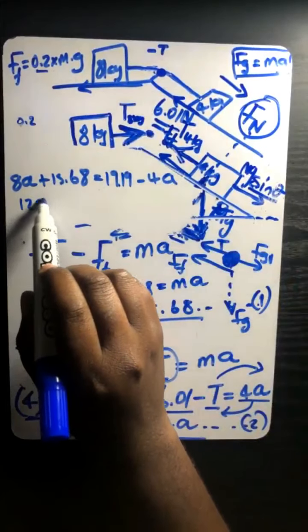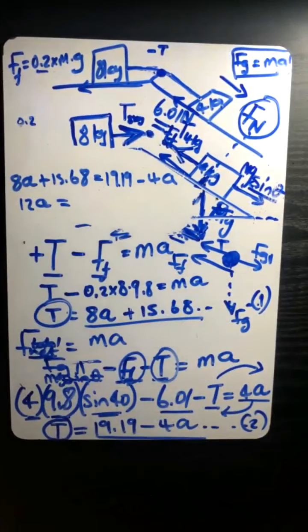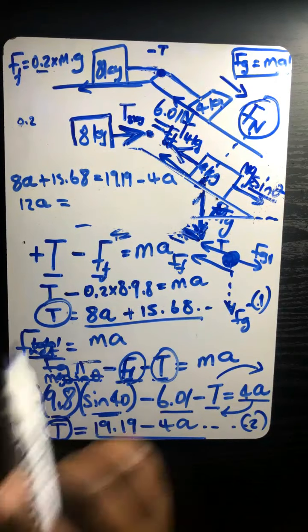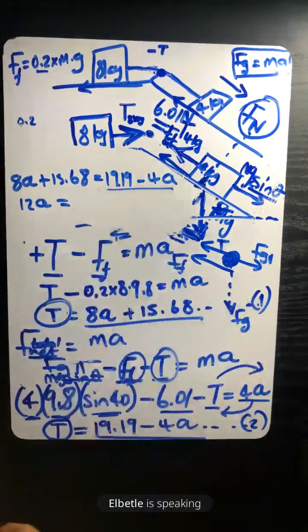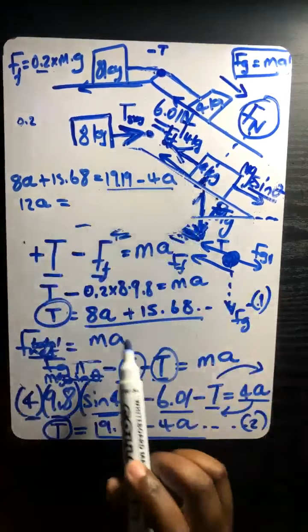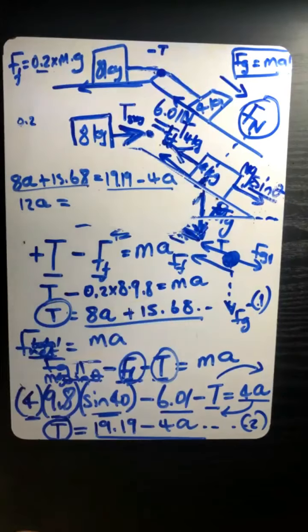You have 12A there, which equals to... I'm not sure if I'm losing you there, LB. You're supposed to replace the T with the 19.19 minus 4A. Which is that one? Where there is T, we replace with that. Yes, which is that one there. And then here's another T, which is that one there.